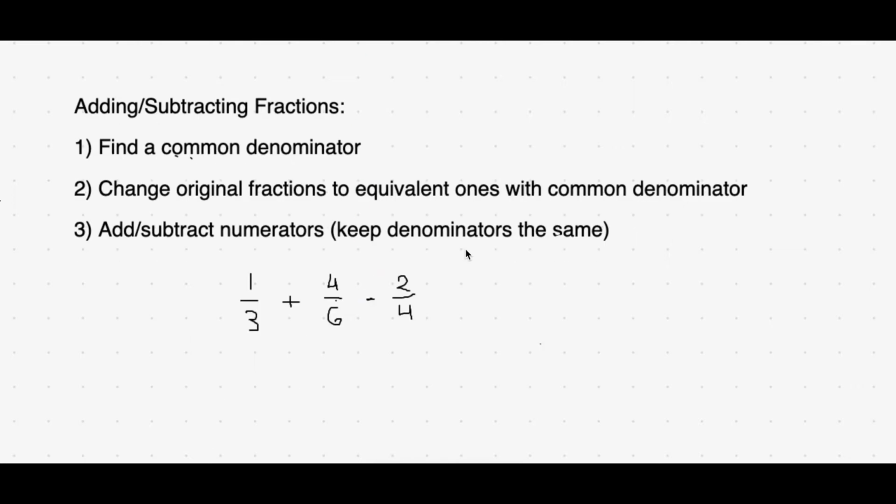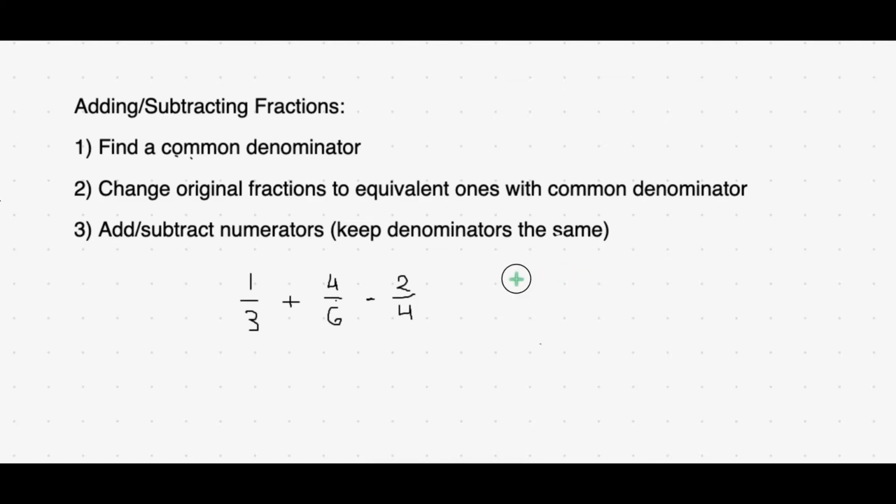Here's another example question that we will be going through. In order to solve this question, we need to first look at the fractions we have. We have 1/3 plus 4/6 minus 2/4. And the first step is to find a common denominator, and we did that last time by finding the multiples of each denominator, which is the 3, the 6, and the 4, and then finding one common multiple, the first one that shows up, which is the lowest common denominator.